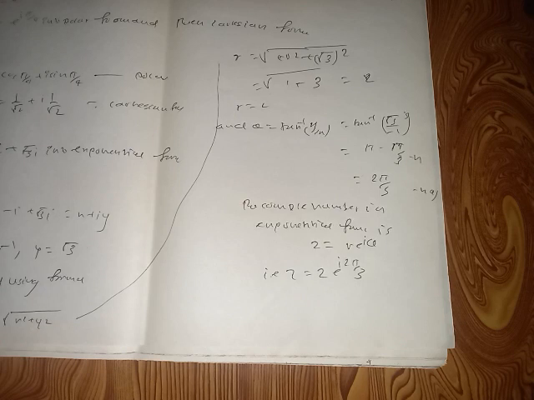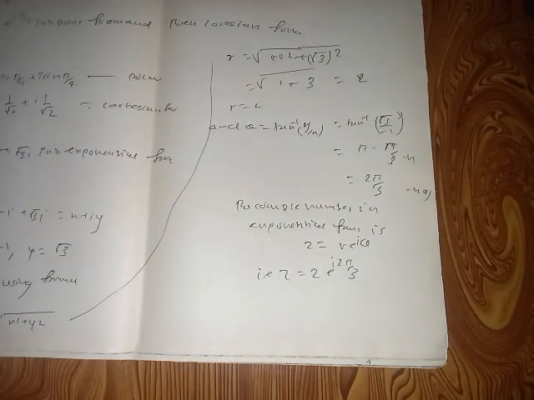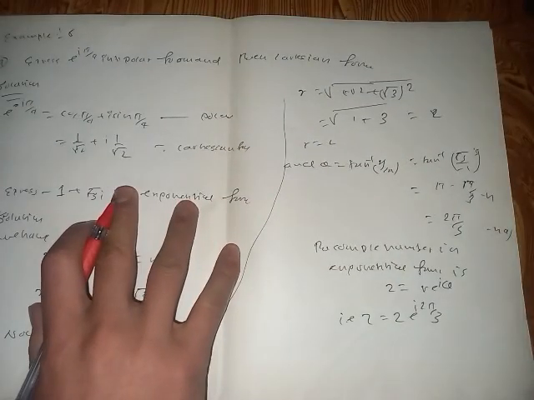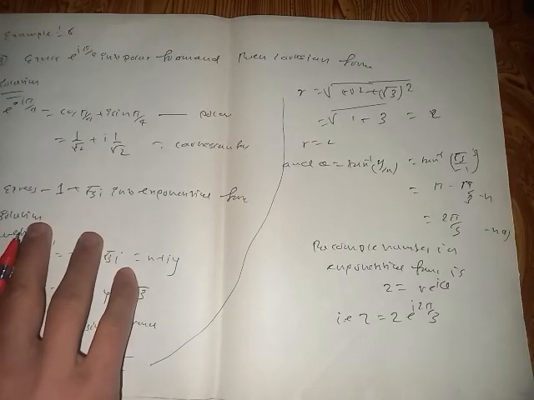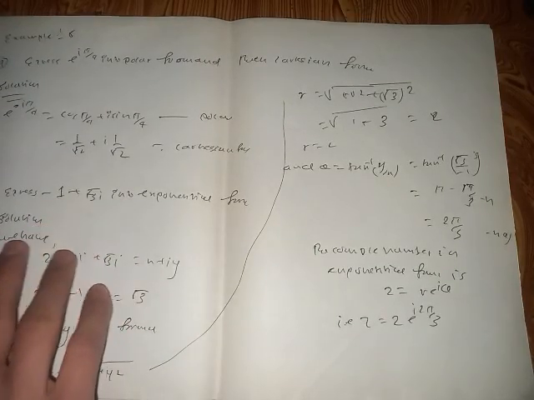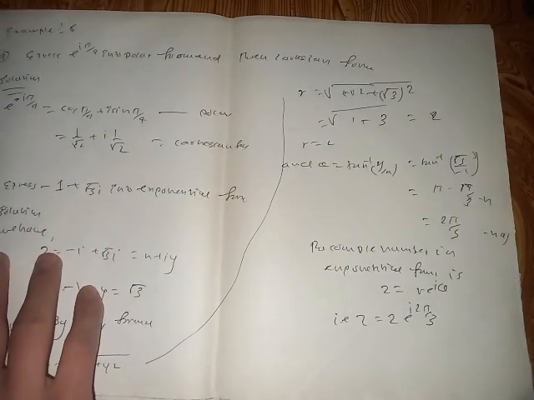The complex number in exponential form is most important: z is equal to r e to the power i theta, so we can write z is equal to 2 e to the power i 2 pi by 3. Our answer is z is equal to 2 e to the power i 2 pi by 3. This is called the exponential form.